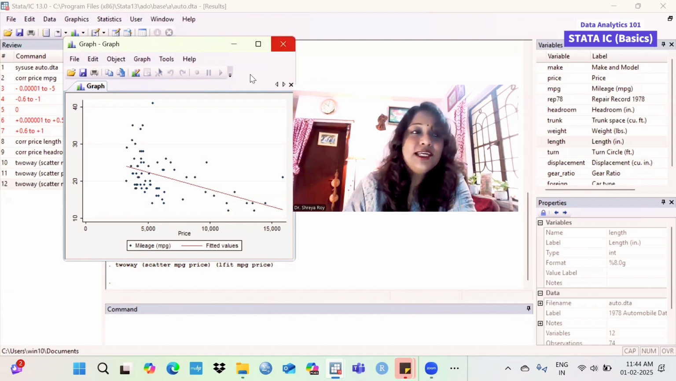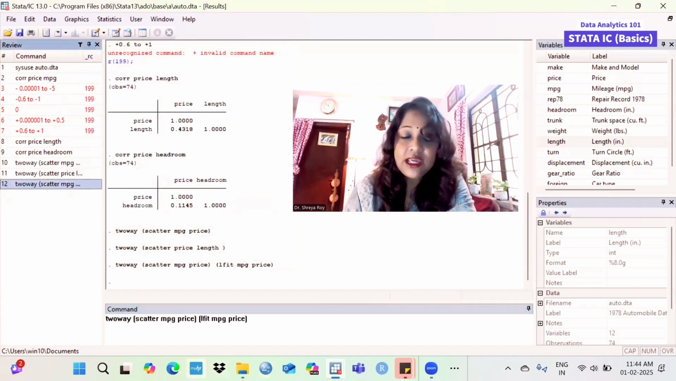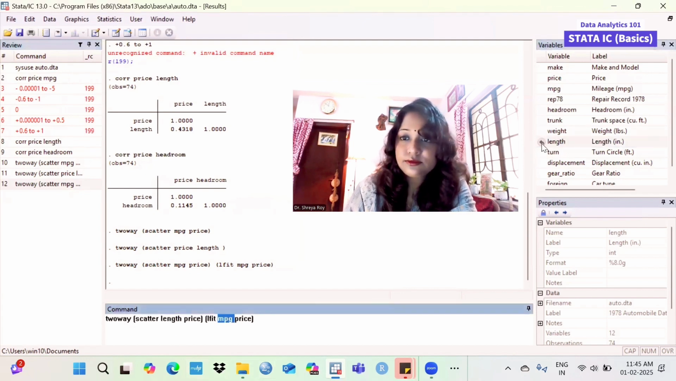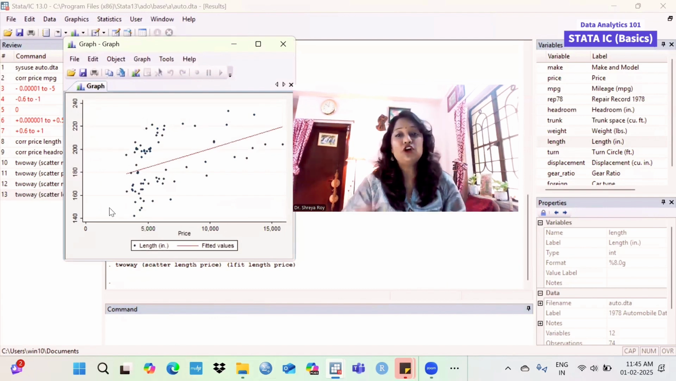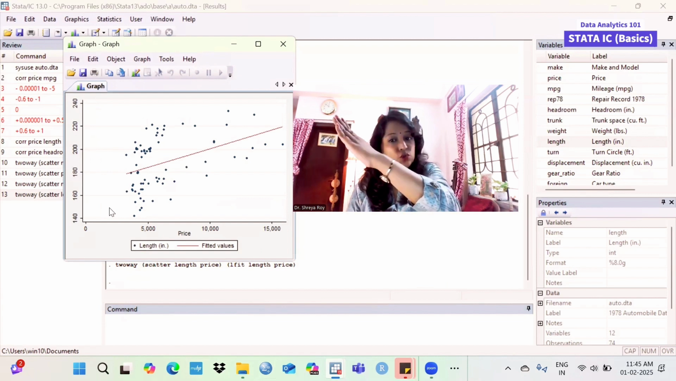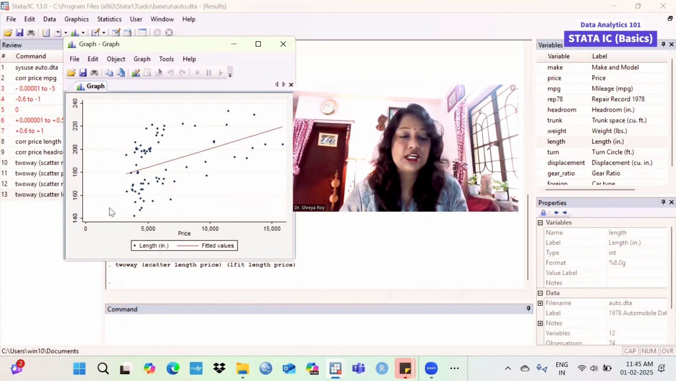Similarly, let's do the same thing, but this time let's change MPG with length. Now we have a positive plot. So if your graph is sloping like this, it's a negative plot. If your graph is sloping like this, it's a positive plot.